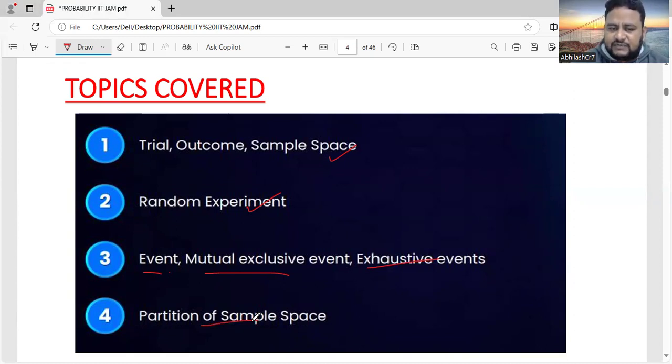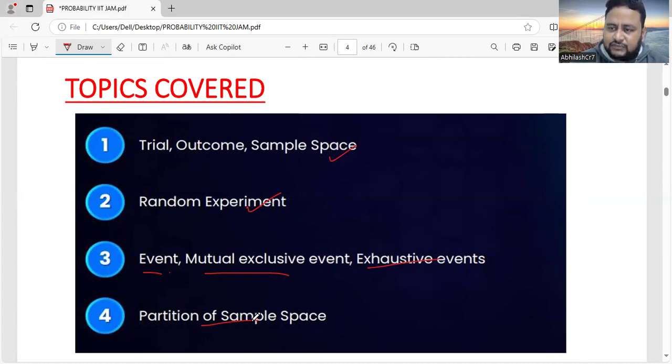We have discussed what an event is. Event means the output you get, the actual final result you get. Out of those events, there are two types: mutually exclusive events and exhaustive events. In the upcoming classes, we'll be covering independent events and dependent events, and all these things. But in today's session, we'll be learning only two types of event: mutually exclusive events and exhaustive events.